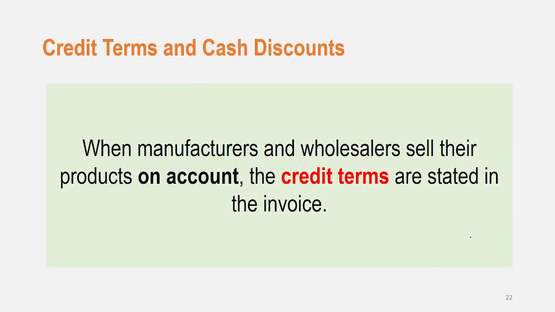Okay, today we want to focus on credit terms and cash discount. When manufacturers and wholesalers sell their products on account or on credit, it means that the buyer does not pay immediately. The credit terms are stated in the invoice, and these terms specify how long the buyer has to pay and whether any discounts are available for early payment or not. To get a clearer understanding of credit terms and cash discounts, please pay attention and continue.